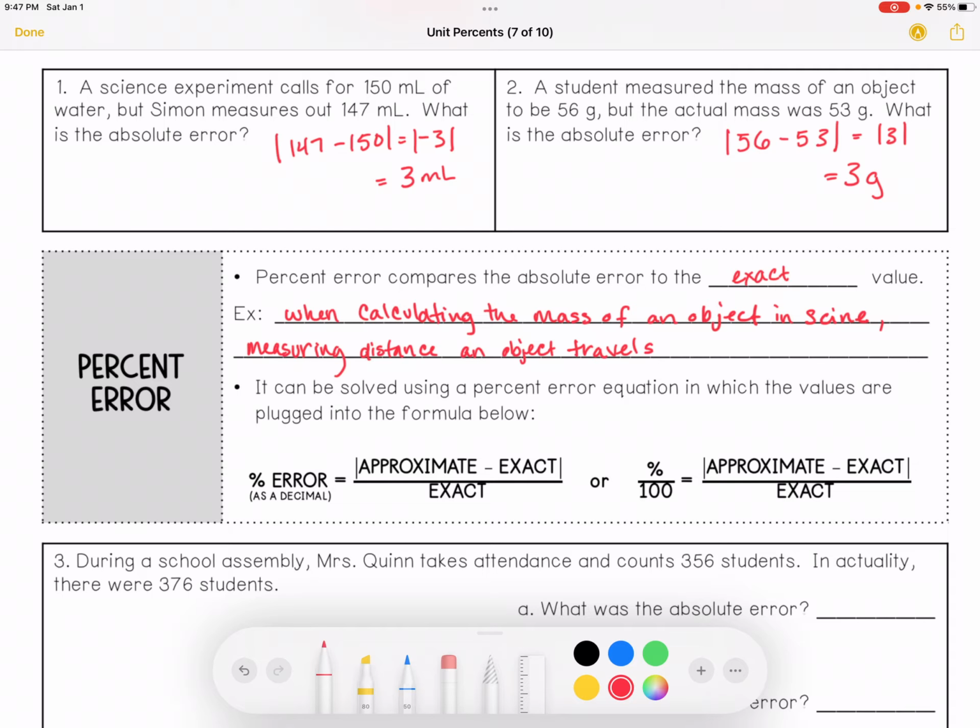The percent error, written as a decimal, equals the approximate minus the exact divided by the exact. So our difference divided by our exact amount. Or the percent over 100, where 100 is the exact amount and the percent is the approximate minus the exact, or that absolute error that we have.